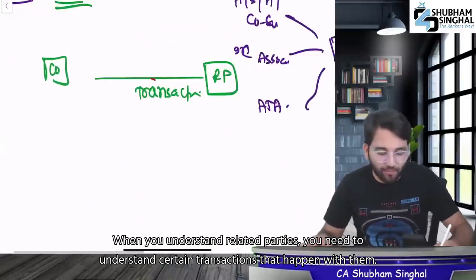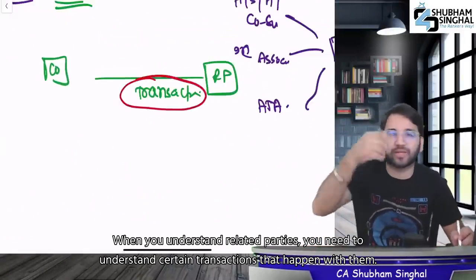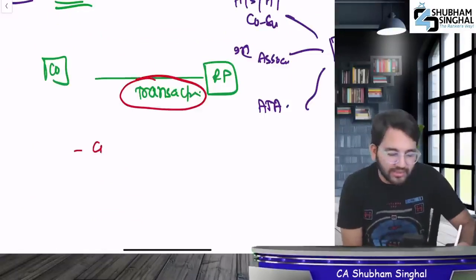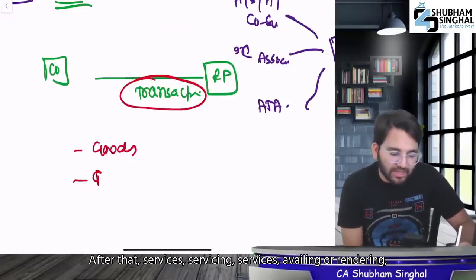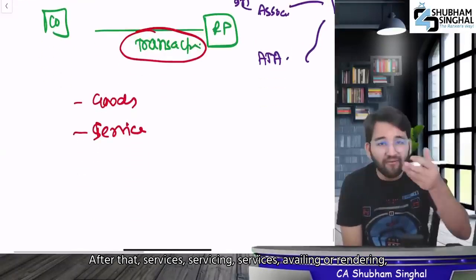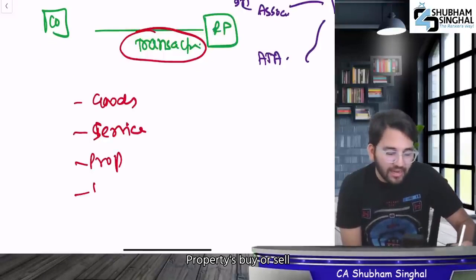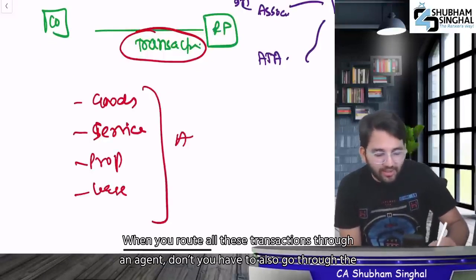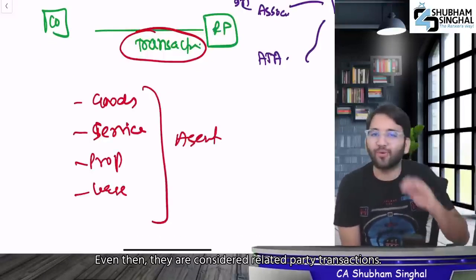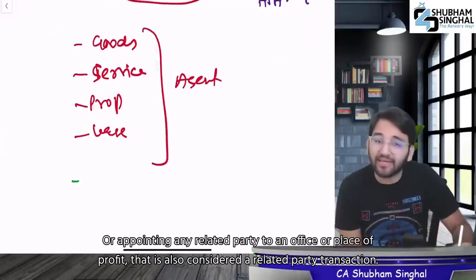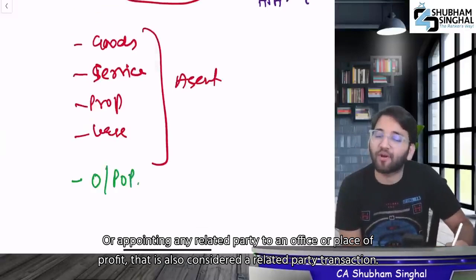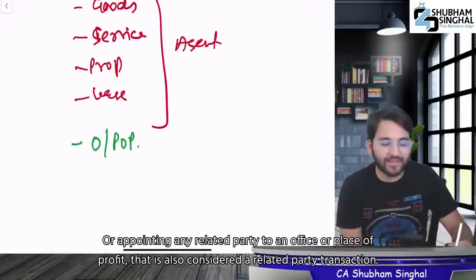After that, you should also understand certain transactions that happen with them. We call them related party transactions, like supply or purchase of goods. After that, services, the availing or rendering of services, properties bought or sold, or property lease. Or when you route all these transactions through an agent, they're considered related party transactions. Or appointing any related party to an office or place of profit is also considered a related party transaction.